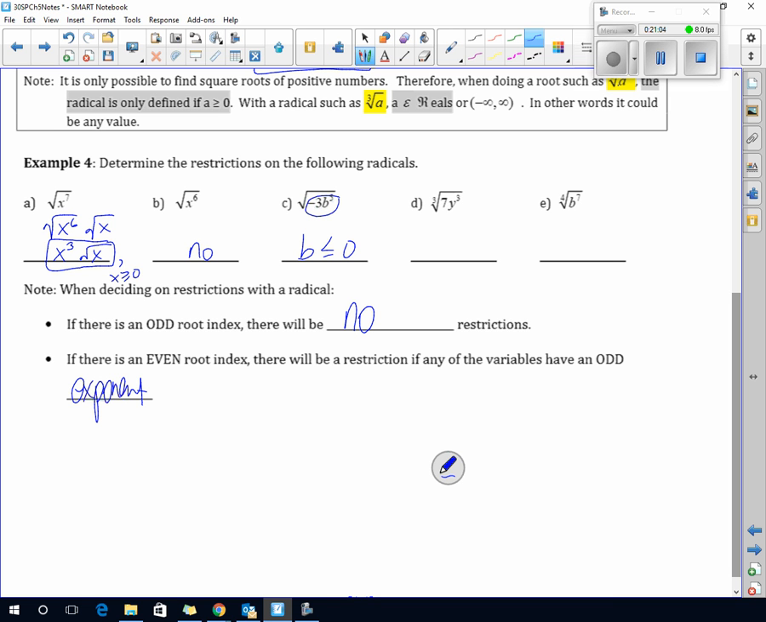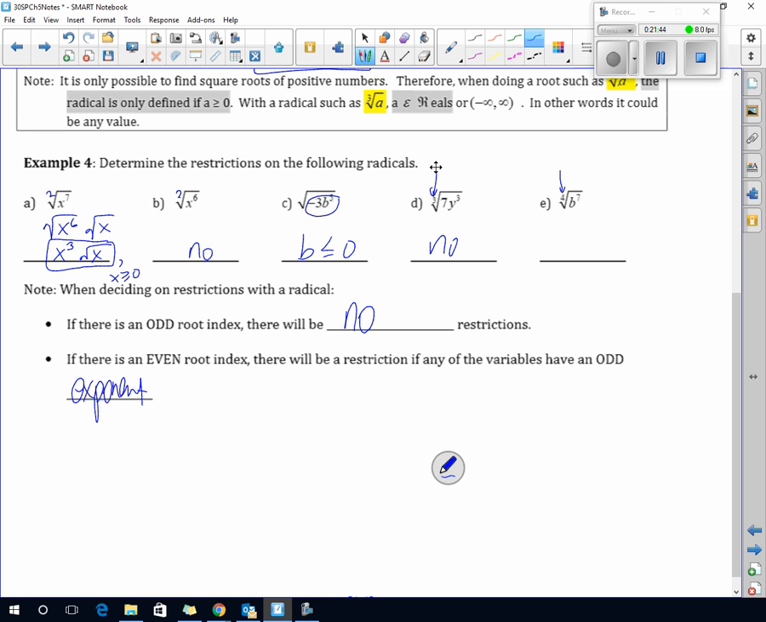Do you see right here, this is an odd index? We don't even have to look inside. There's no restrictions. This is an even index, so we cannot fourth root negatives, right? Everybody agree? It's just like a square root. You can't find a number times itself 4 times and have the answer be negative. Does that make sense to you? So in order for that to happen, what does b have to be? Greater than or equal to 0.